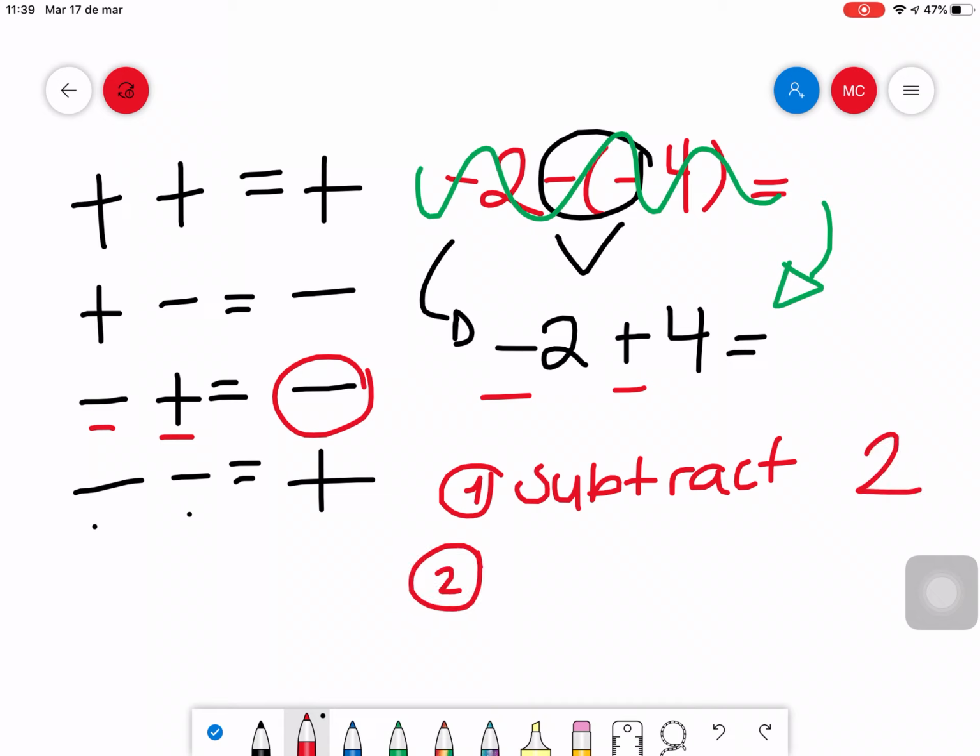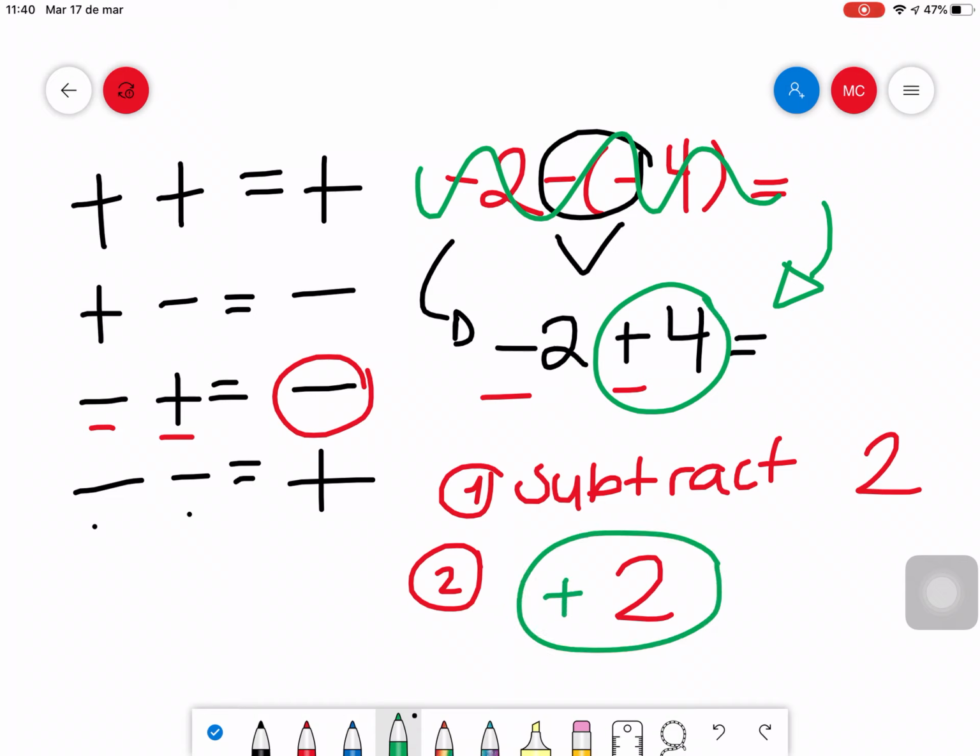The second time that I use the signs is to decide if the result is gonna have a plus sign or a negative sign, and I say which is the biggest number. The biggest number is 4, and 4 has a positive sign. That means my final result is +2. Okay, let's do it with another one.